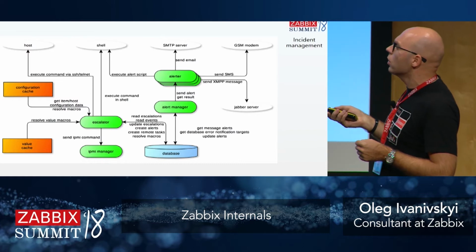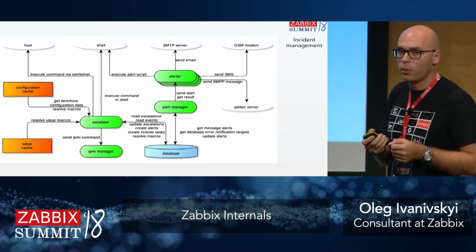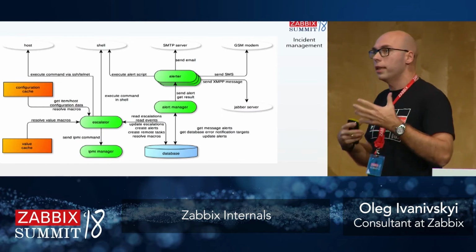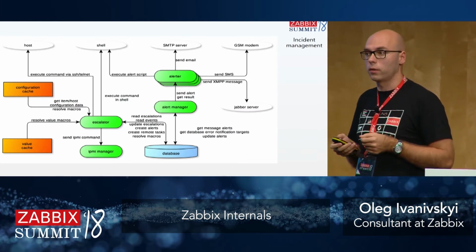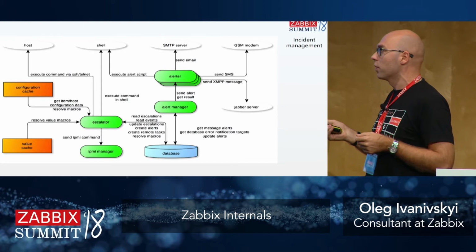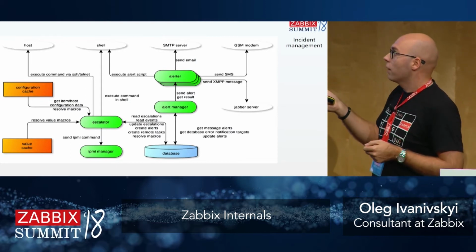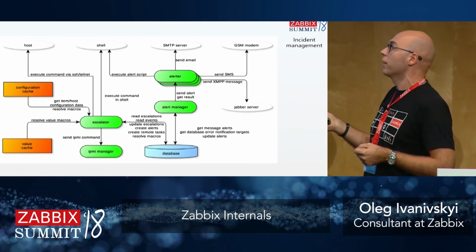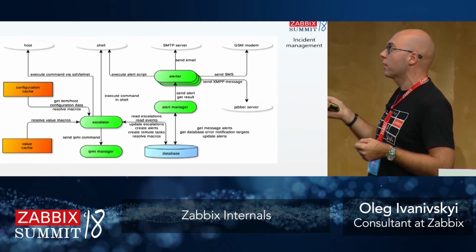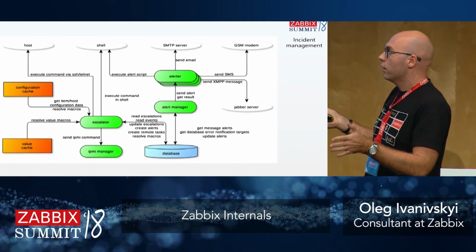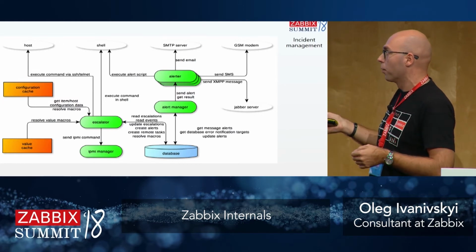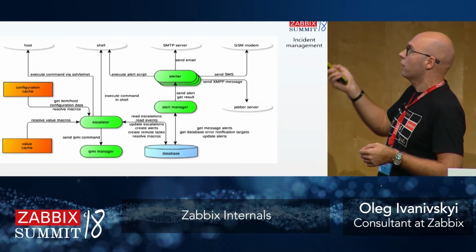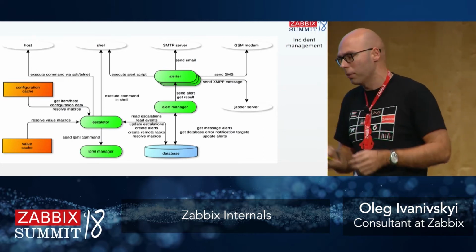As you can see, they will use configuration cache to get configuration about items, and also they will use configuration cache to get information to resolve the macros itself. So it means that such a process will do such operations, like use some IPMI connection to execute some command, or it will add a required task for such one. It's an email notification or SMS. It will add a task for alerter manager, and it will pass it here, and let's say it will send SMS or email notification.